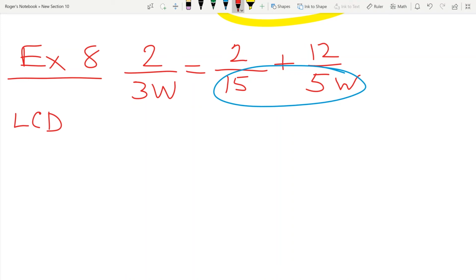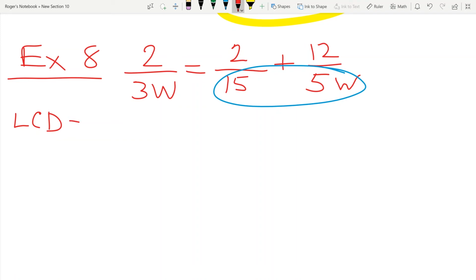And of course, 15 could be written with a W beside it there. Never mind, scratch that. We can just multiply all these together to get the least common denominator, which is going to be equal to 15W, isn't it? 15W. So let's multiply everything by 15W.